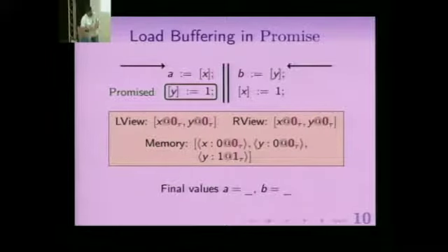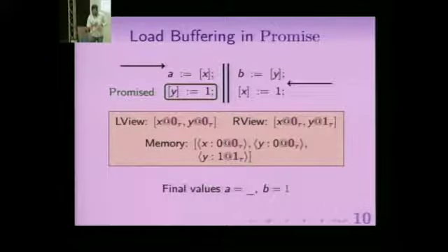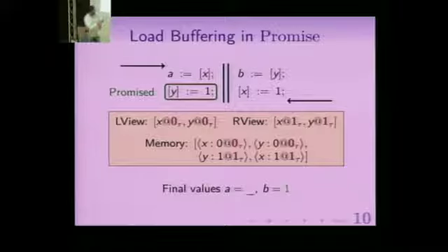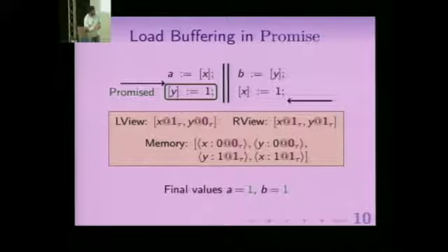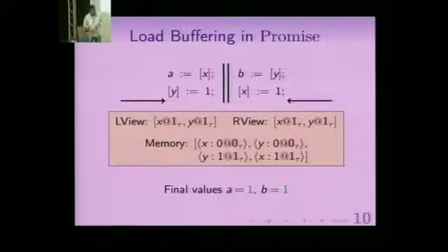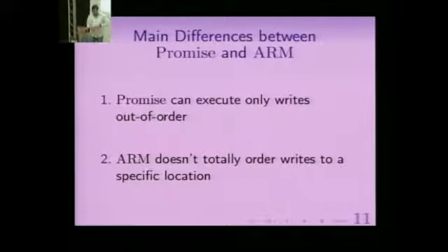To get the interesting behavior, now the right thread might be executed in order. First, we assign 1 to B, and then add a corresponding message to memory. Now the left thread can read from this newly added message, assigning 1 to A, and after that fulfill its promise. So this is how we get the same behavior in the promise machine.